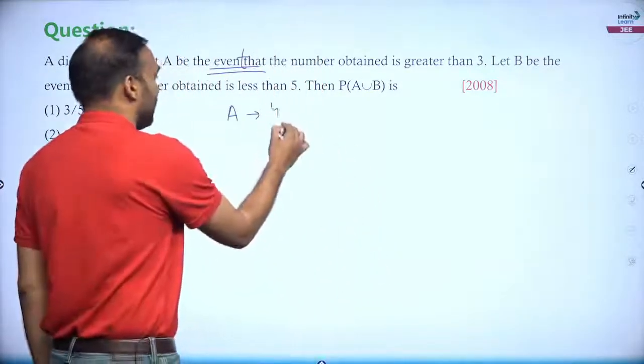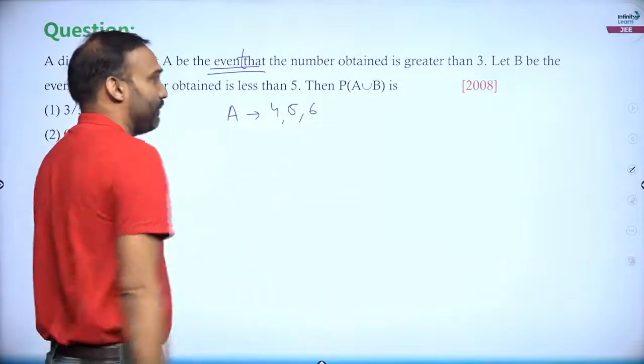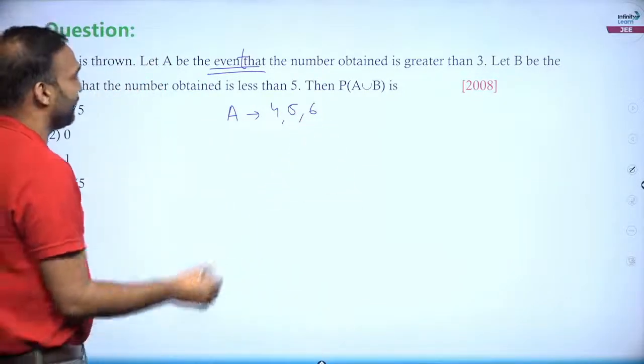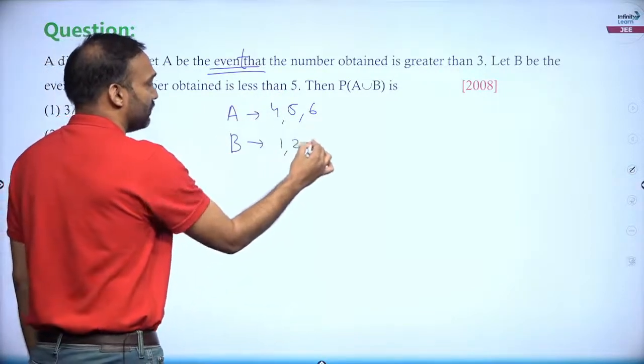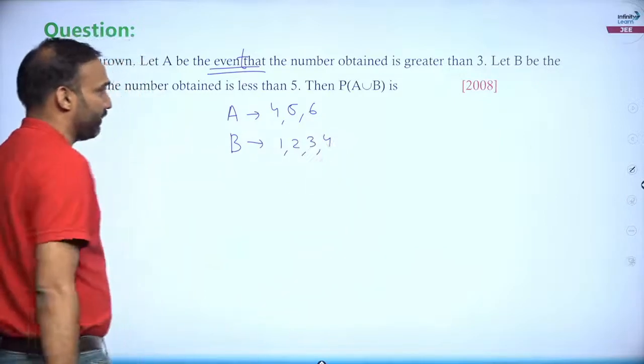So I know A is 4, 5, 6. What else can it be? B be an event, number obtained is less than 5. Less than 5 is 1, 2, 3, 4. 5 is not included, remember.